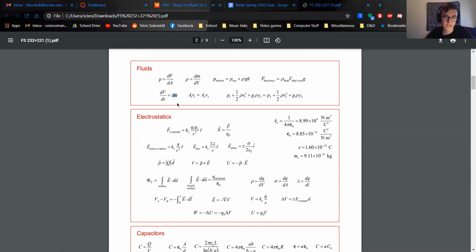dV/dt is equal to Av. So this is just like flow rate. If you take an area and multiply it by a velocity, that's going to tell you how much volume is moving through your pipe. And this is useful. It's called the continuity equation. And this just says if you have the same amount of mass going in, you have to have the same amount of mass going out. Otherwise, you have mass accumulating somewhere, which is not something we deal with in this class.